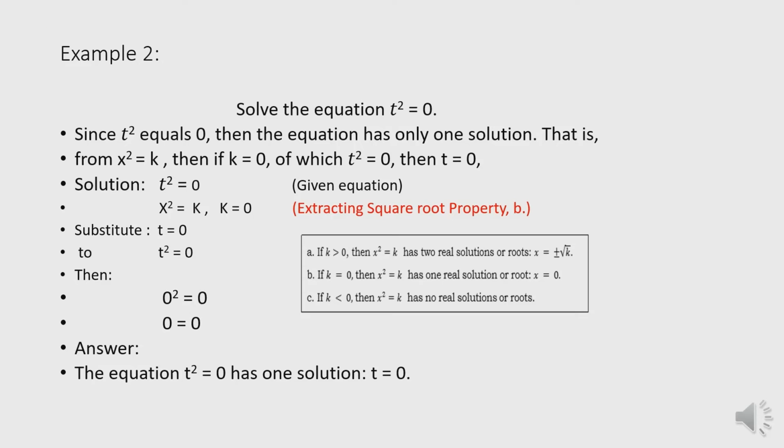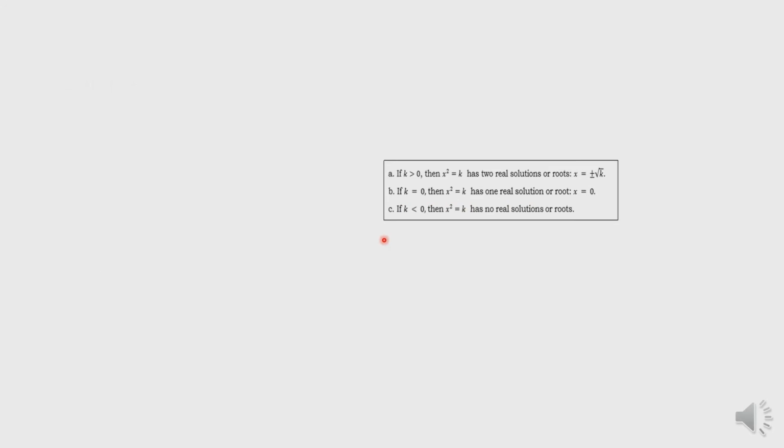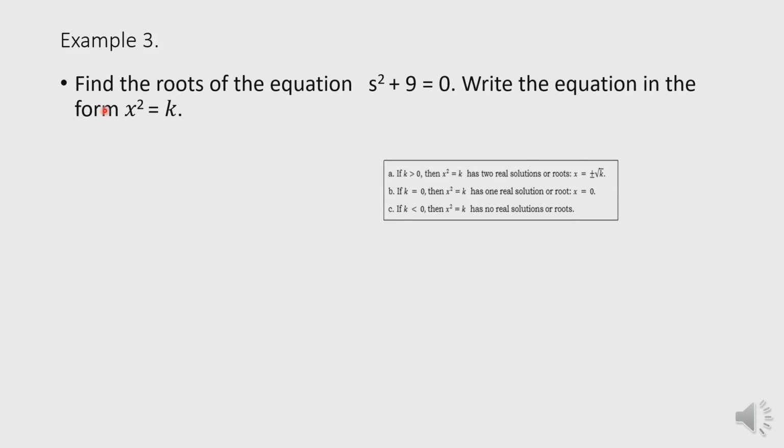Next. Example 3. Find the roots of the equation x squared plus 9 equals 0. Write the equation in the form x squared equals k.